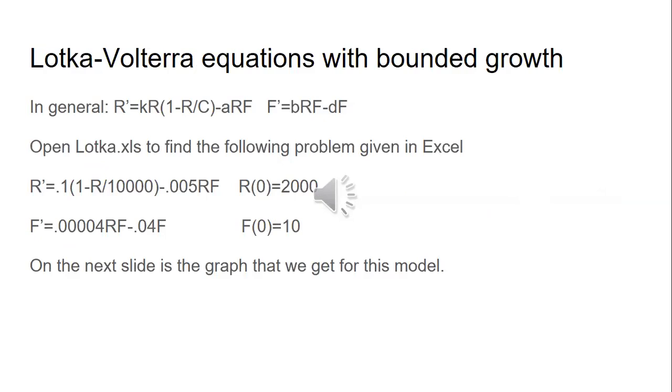And so if you now open the Lotka Excel file, you'll see the following model implemented. I've just chosen what I thought were reasonable values for the parameters. The main thing is we're starting with 2,000 rabbits and 10 foxes. And on the next slide, you'll see a graph of what happens with this model.